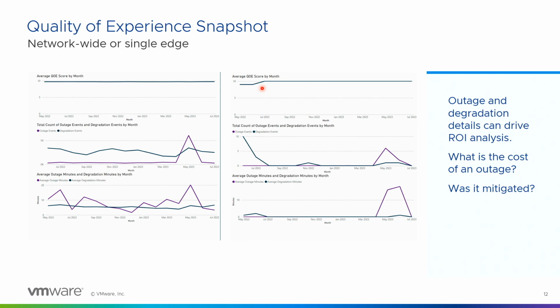It's also easy to see how the QoE score can dip, as we see right here, when a circuit is lost. Lastly, QoE data, along with degradation and outage events, are a good way to derive the return on investment of the technology. Being able to show the overall stability of performance, even under individual link outage events, is a very powerful way to show the value of VMware SD-WAN to executives.